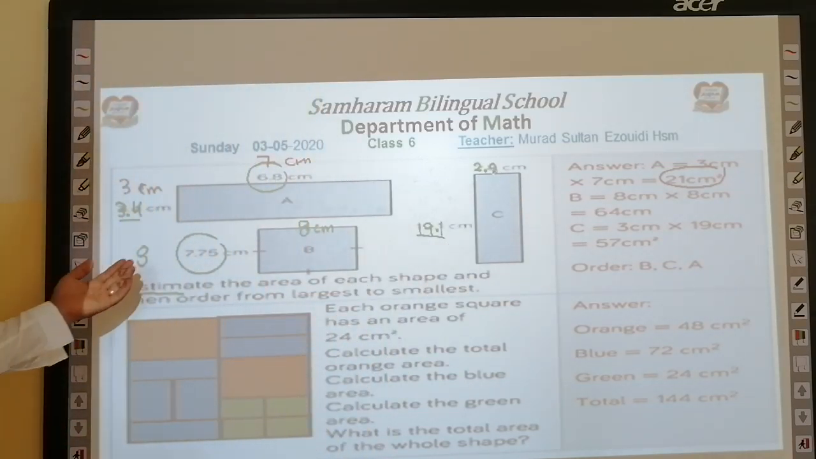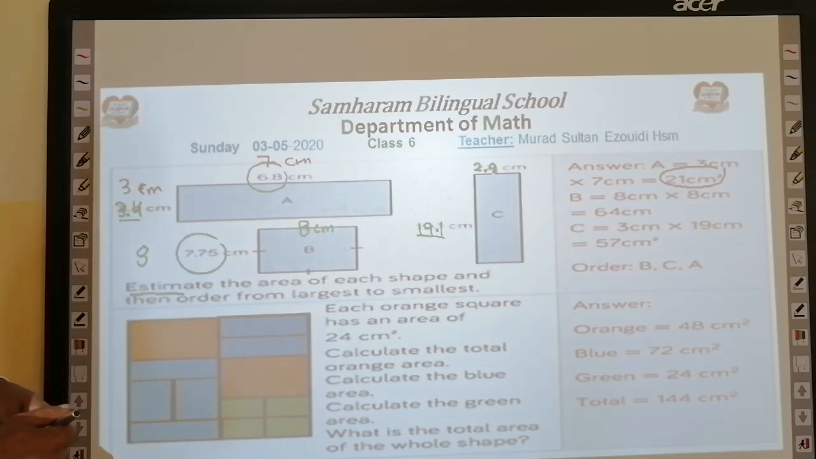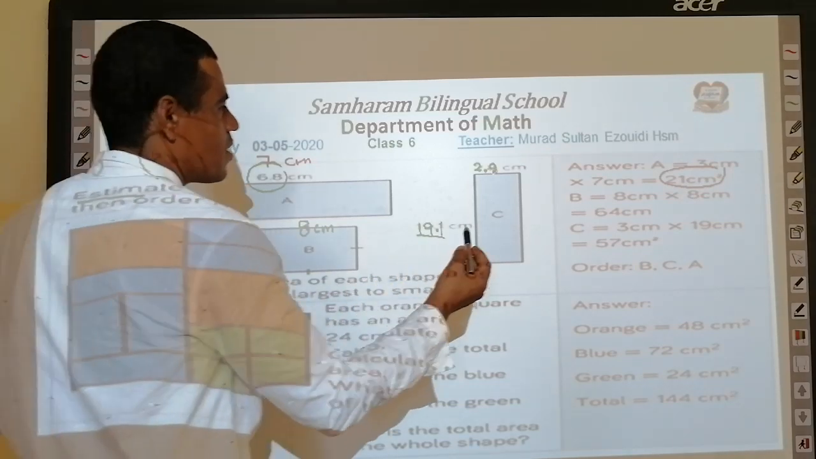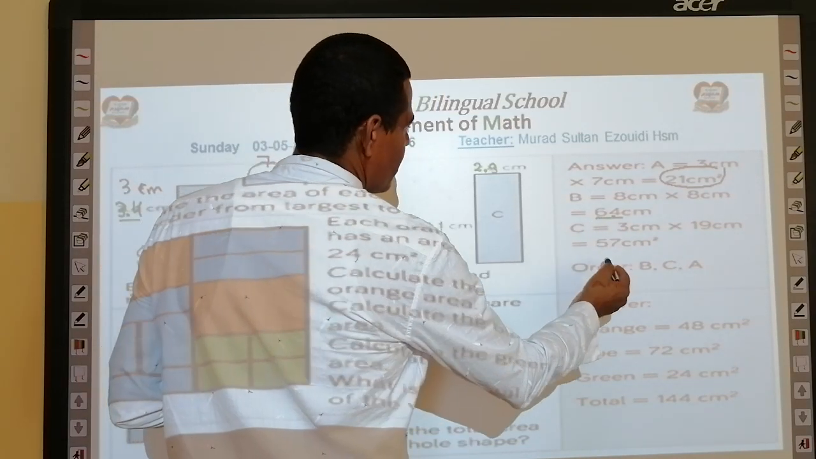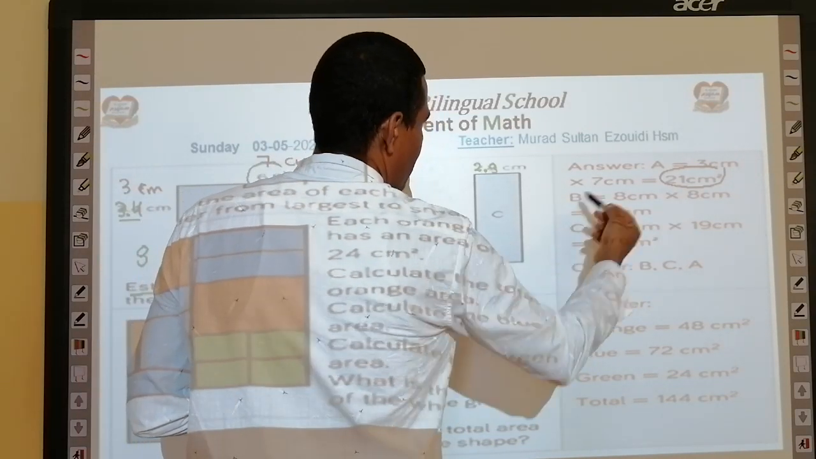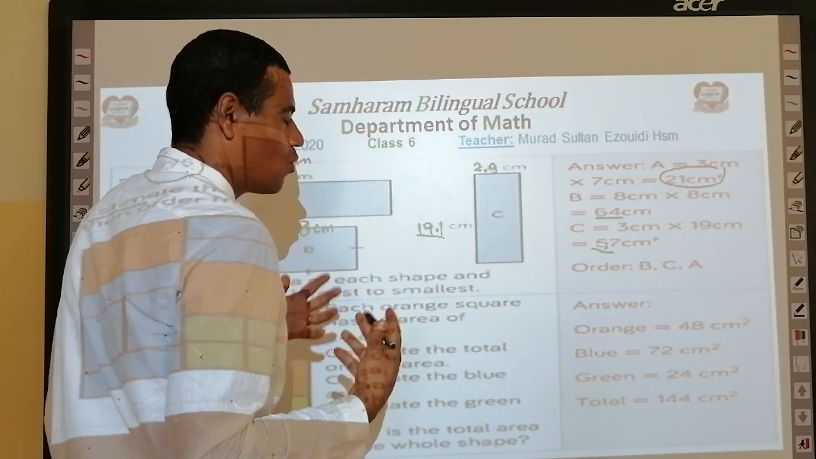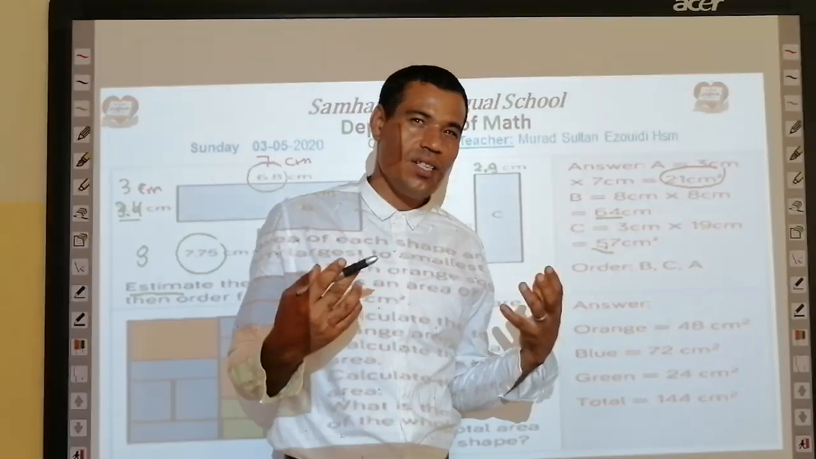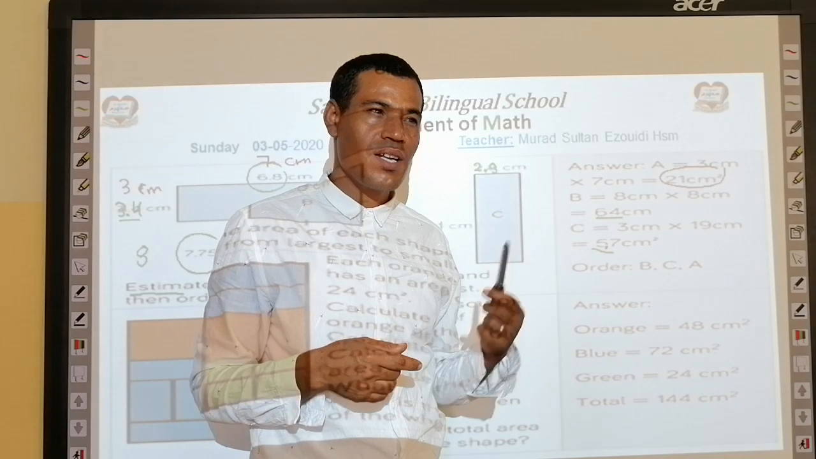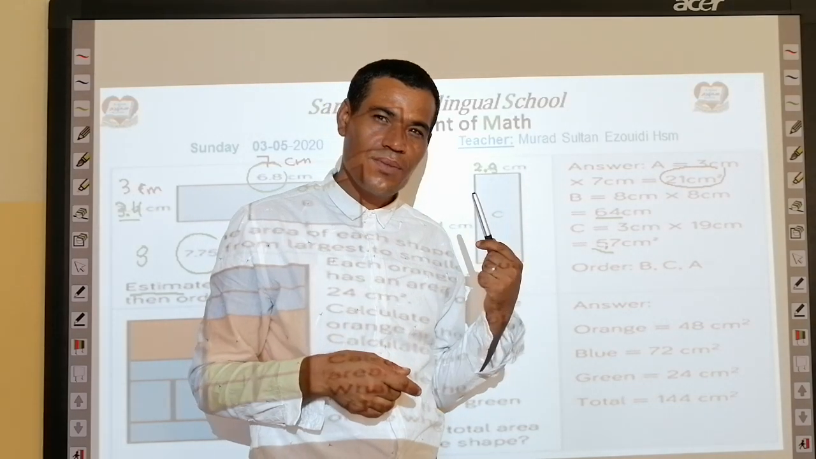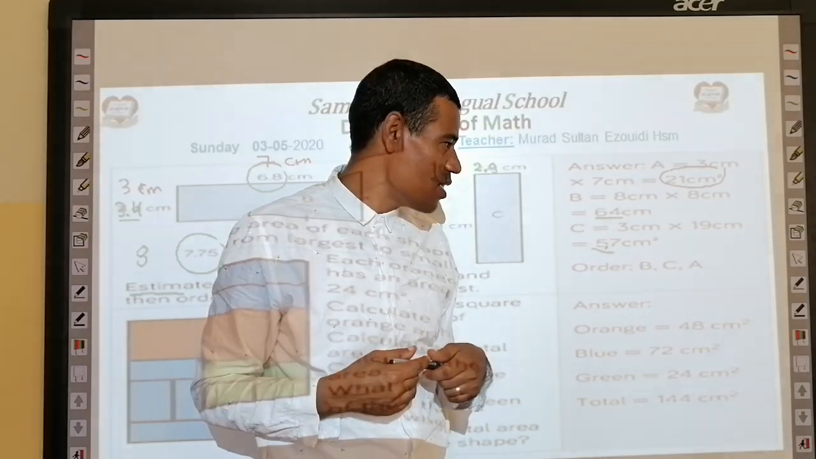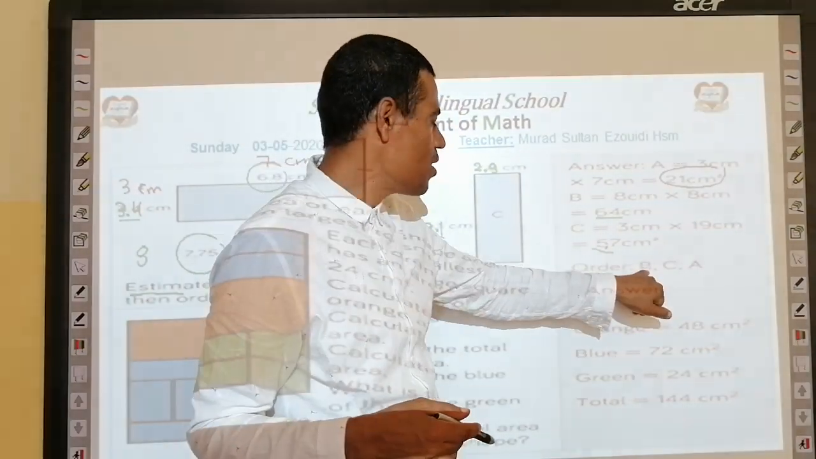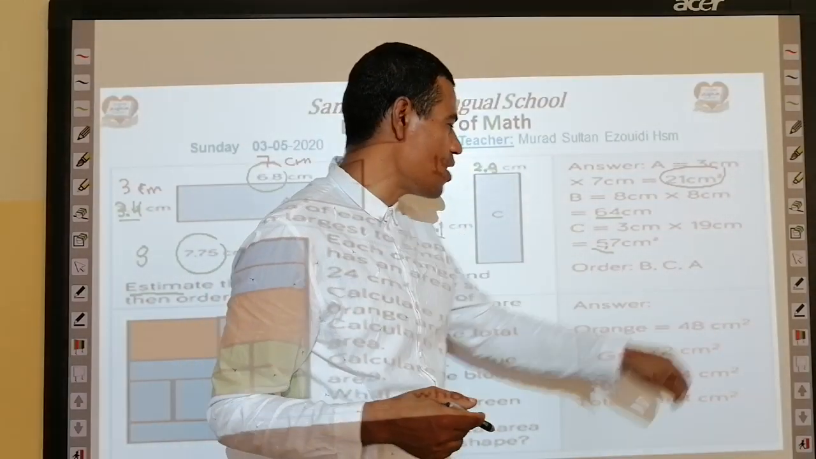Then we can order A, B, and C. You can see that B is 64, C is 57, and A is 21. If we like to write down the areas in order of size starting from the largest, it will be shape B, then shape C, then shape A. Okay.